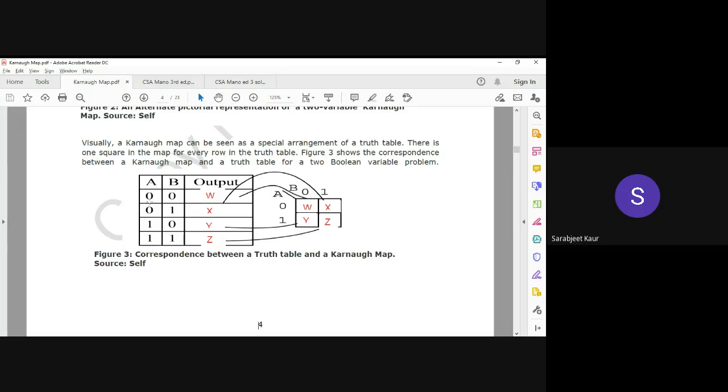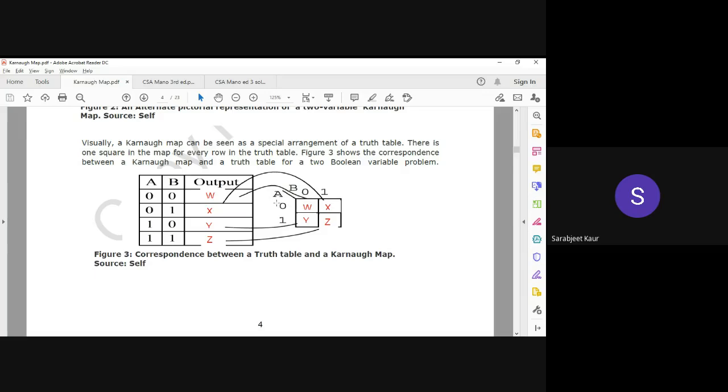how many rows do I have? Sorry, how many squares do I have? I have a square corresponding to every row in the truth table. So how many squares will I have in a two variable Karnaugh map? I will have 4. Yes, 4. So we always draw a two variable Karnaugh map like this.